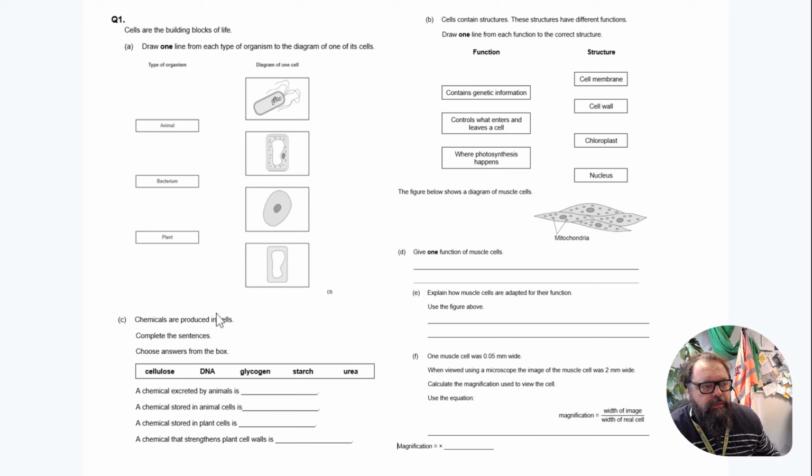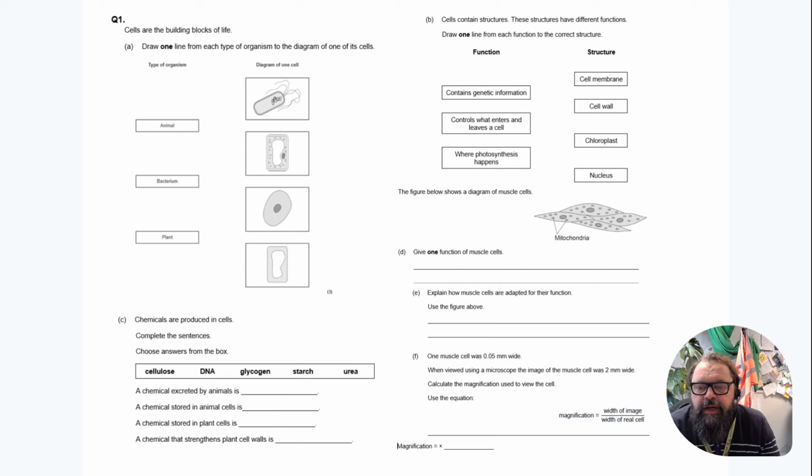And what can we do to explain how that happens? We can say that muscle cells contract to make you move. So to write what's the job of them, you can just say muscles make you move. They cause you to move. They do that by contracting. So a really good answer would be muscle cells contract so that they can cause movement.